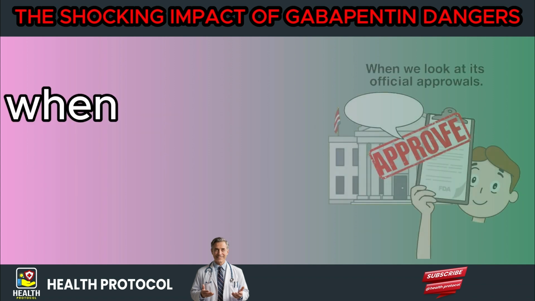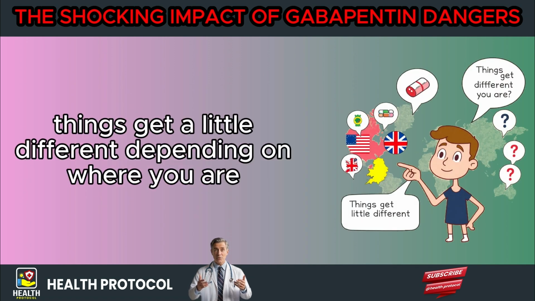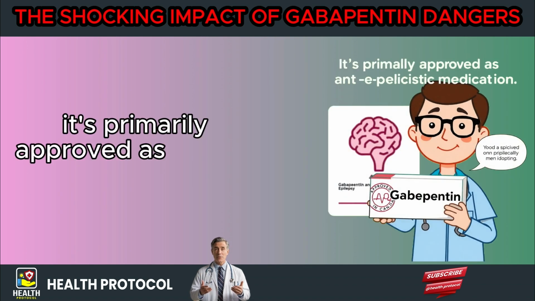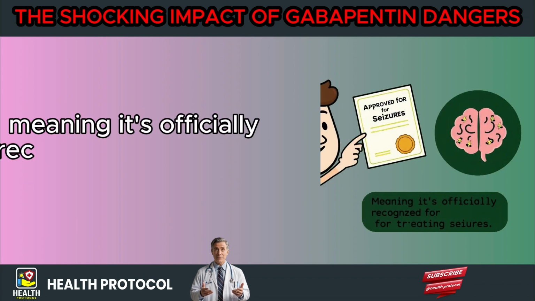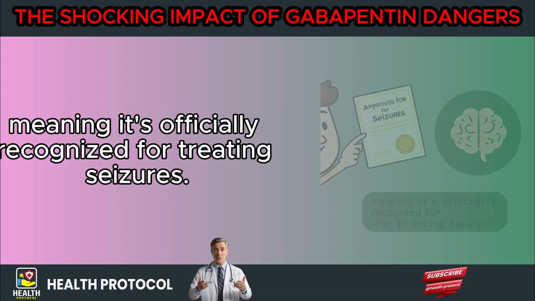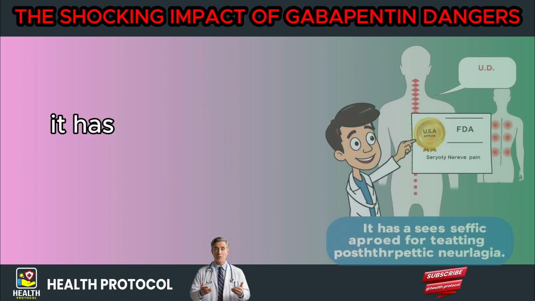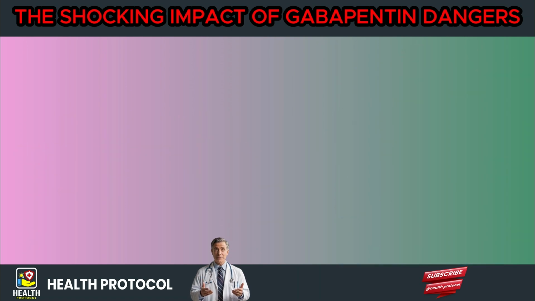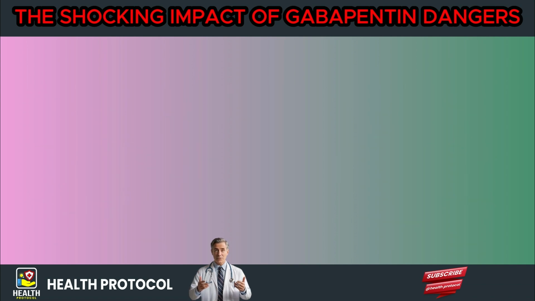Now, when we look at its official approvals, things get a little different depending on where you are. Here in Canada, it's primarily approved as an anti-epileptic medication, meaning it's officially recognized for treating seizures. But if we hop over to the United States, it has a specific approval for treating postherpetic neuralgia, which is a type of nerve pain that can linger after you've had shingles.